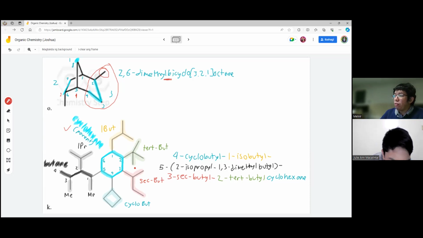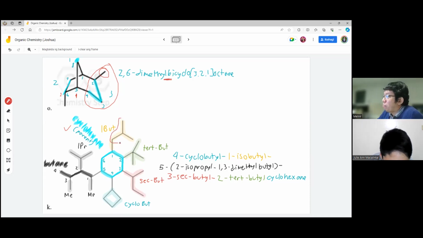No. One actually goes to alphabetical. Alphabetically arranged only. So whichever goes in position one will be the nearest to letter A. They are just alphabetically arranged. So with that, let's check whether the names of your substituents are correct.